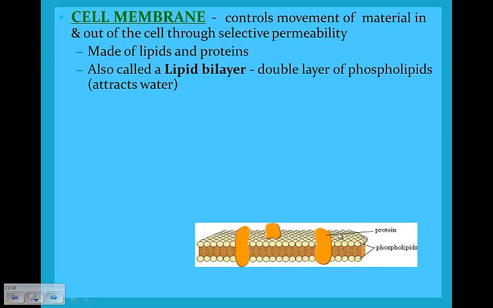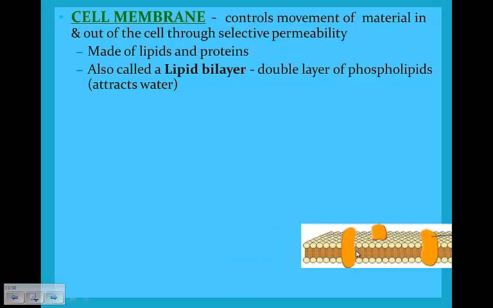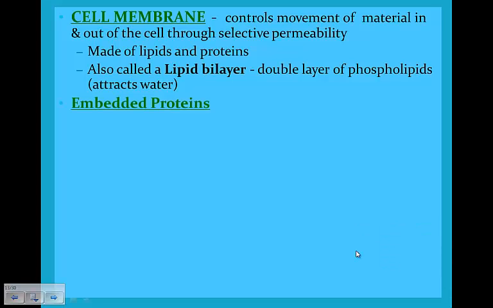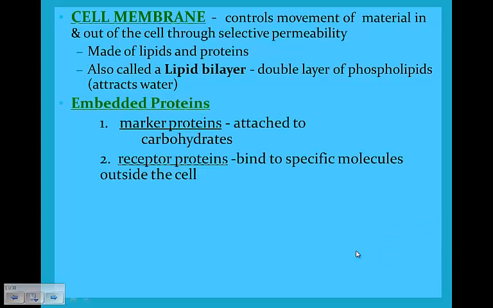Then you have receptor proteins. These will bind to specific molecules. It attracts their receptors. Think of them like antennas, and they will attract specific molecules, all right, on the outside of the cell.